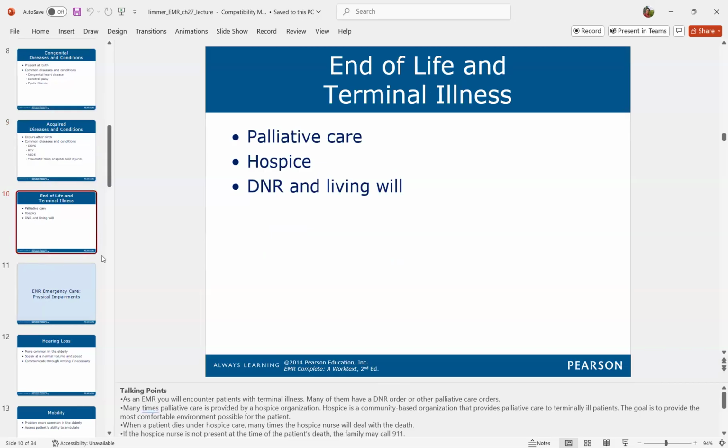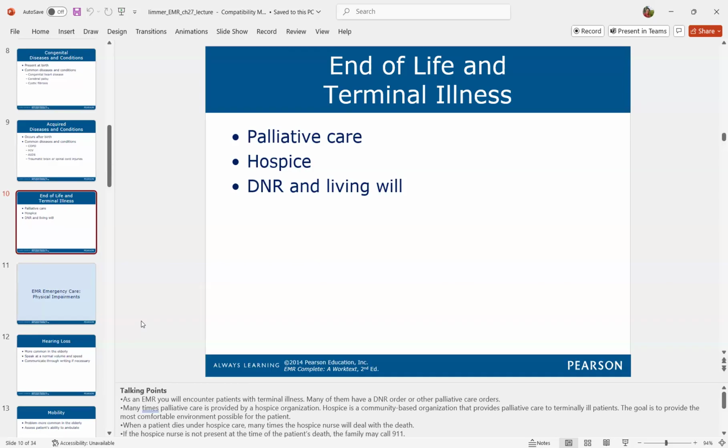End of life and terminal illnesses. As a first responder, we're going to encounter patients with terminal illness. Many of them have a DNR order or other palliative care orders. DNR is do not resuscitate. They might also have a DNI, which is do not intubate. Many times palliative care is provided by hospice organizations, which you guys might be working with some of those.